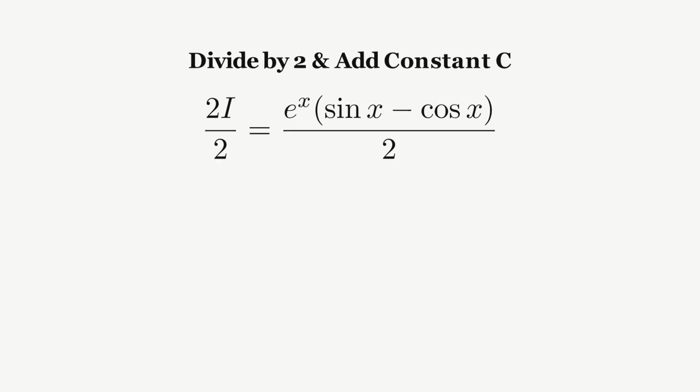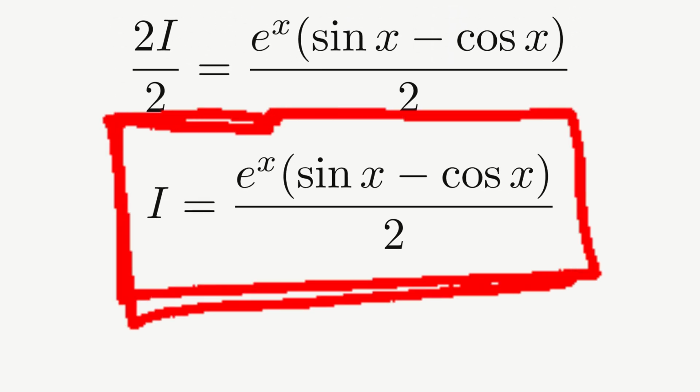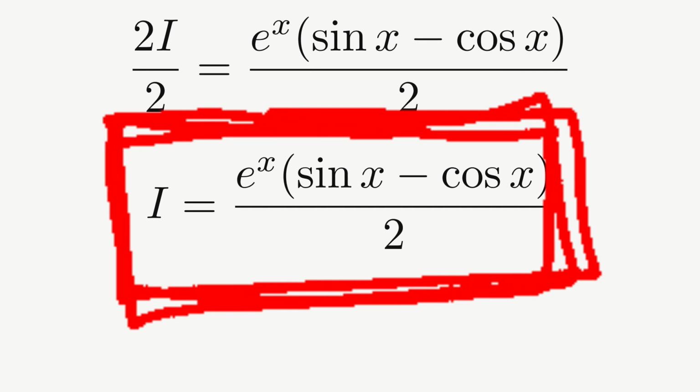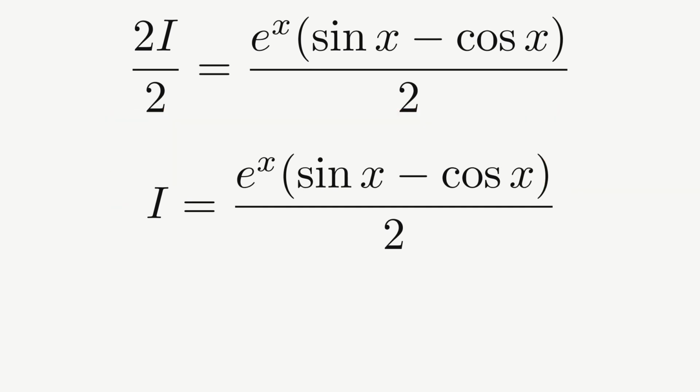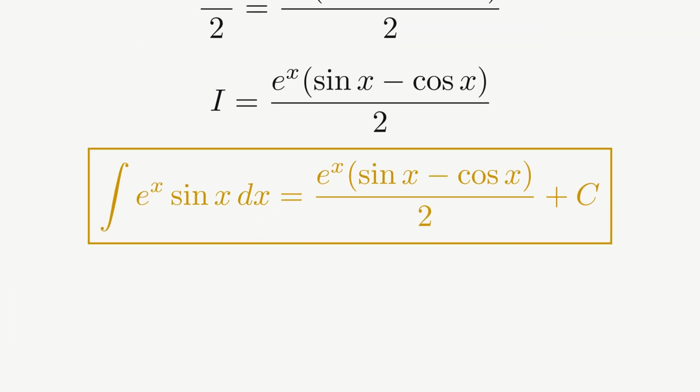Finally, divide both sides by 2. We obtain I equals 1/2 times e to the power x multiplied by open parenthesis sine x minus cosine x close parenthesis. Now replace I with the original integral. Therefore, the integral of e to the power x times sine x with respect to x equals 1/2 times e to the power x multiplied by open parenthesis sine x minus cosine x close parenthesis plus the constant of integration.